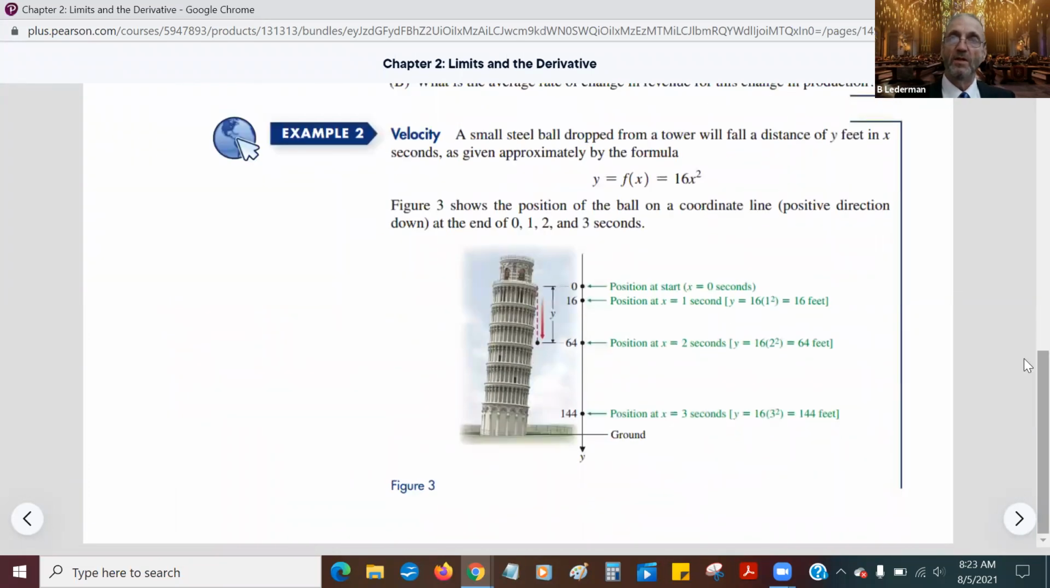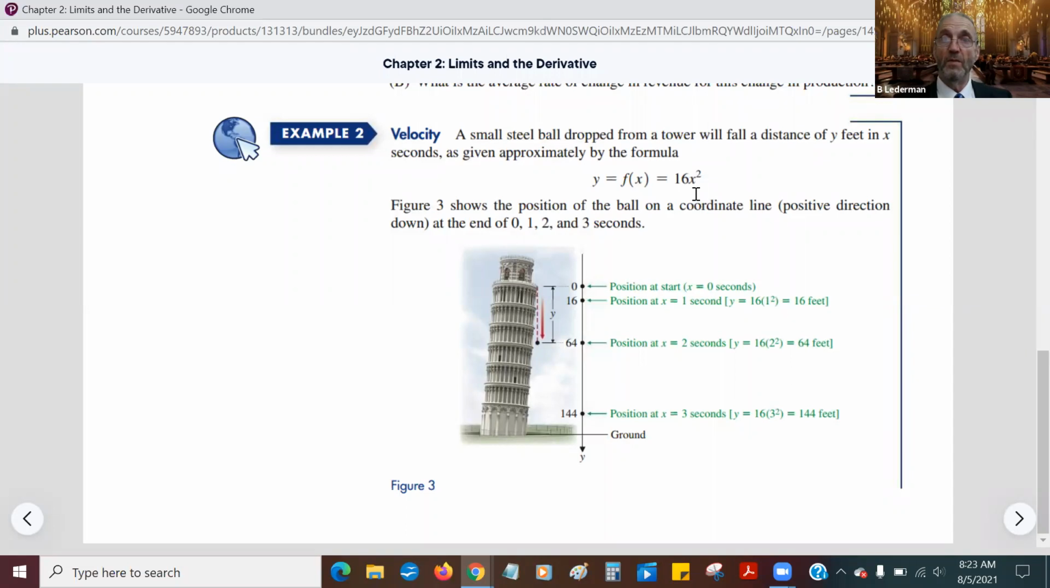Okay, let's look at the second example. This is the leaning. I'm going to go out on a limb here and say this is the leaning tower of Pisa. A small steel ball dropped from a tower will fall a distance of y feet in x seconds, as given approximately by the formula y equals f of x equals 16x squared. Meaning that if x is the number of seconds and y is the distance, y is how much it drops, the distance that it goes.